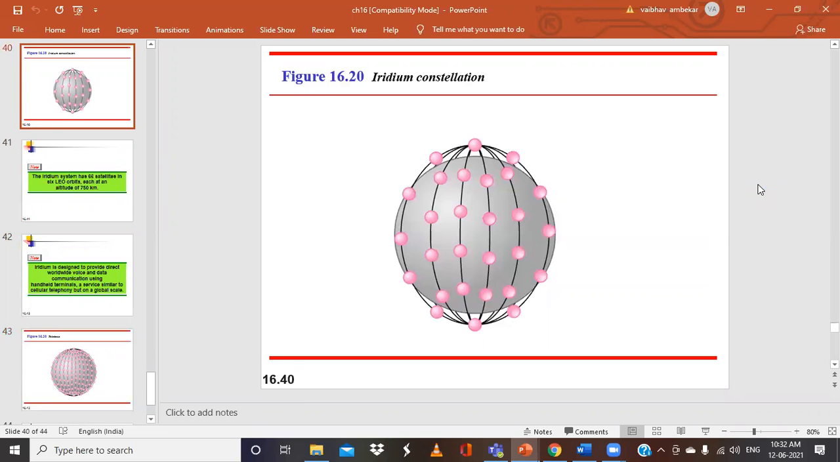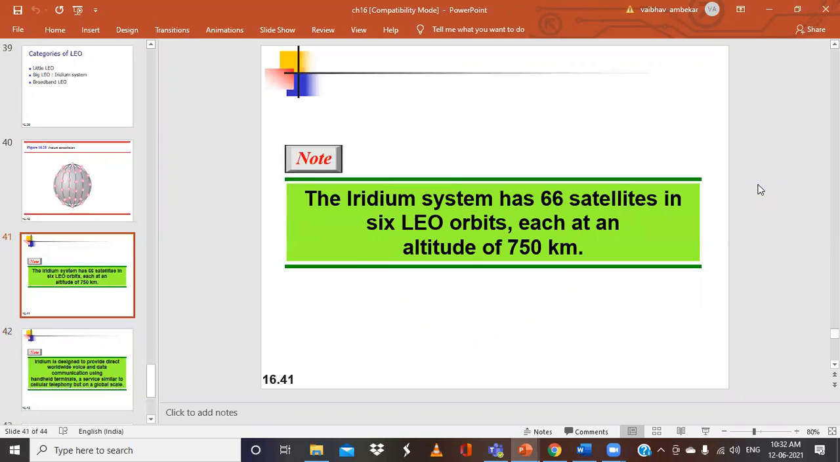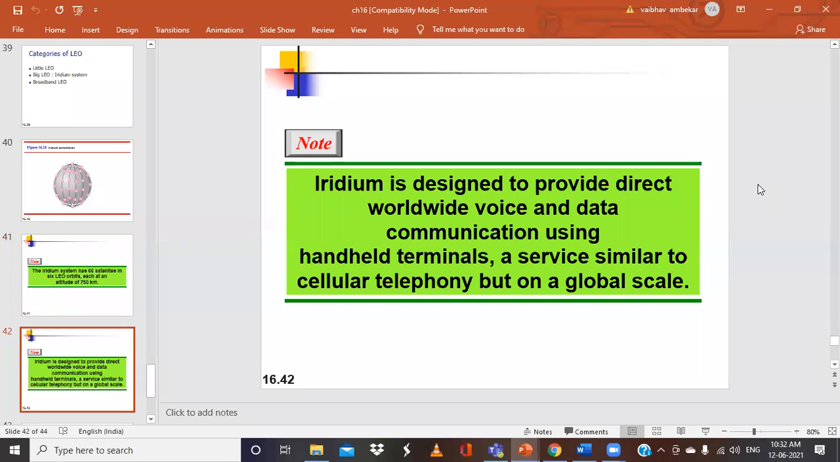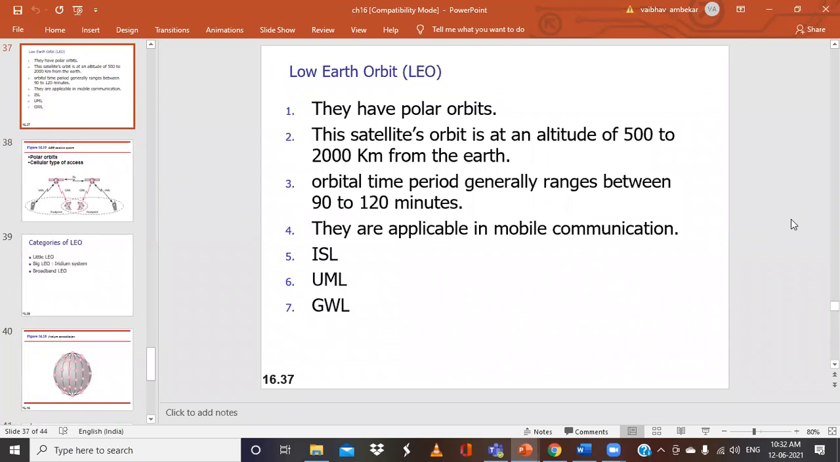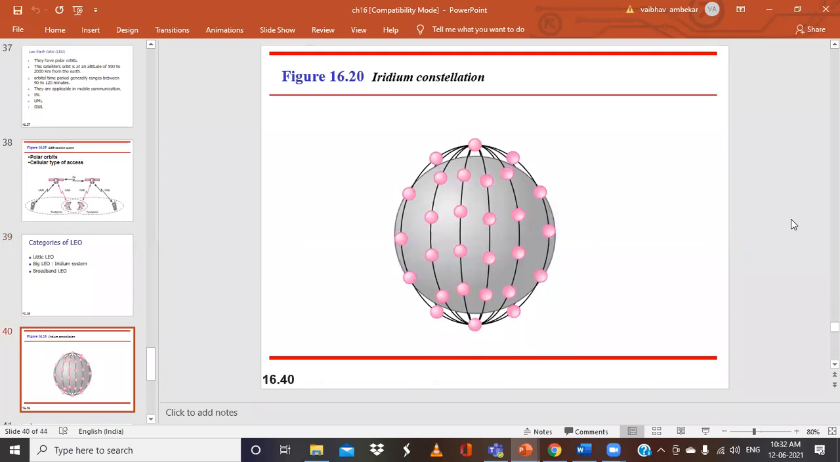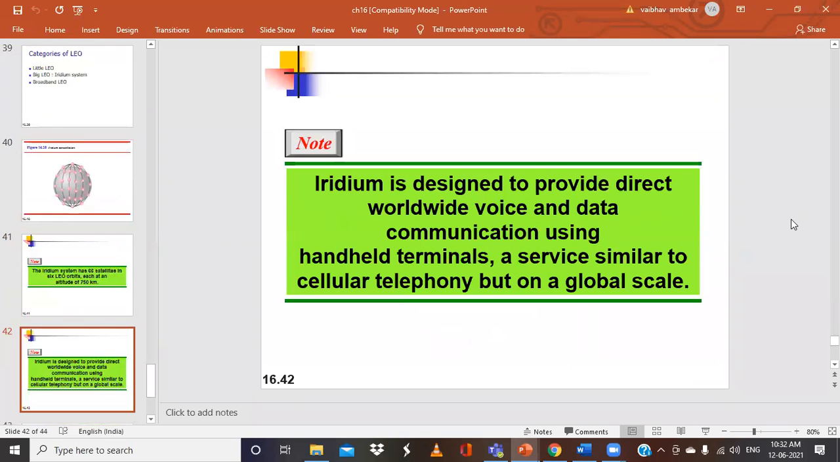The advantage of the Iridium constellation is direct worldwide voice and data communication using handheld terminals, a service similar to cellular telephony but on a global scale. Because of this, we use LEO satellites. Why? Because they are very near to the earth's surface and they provide global wide-area voice and data communication.